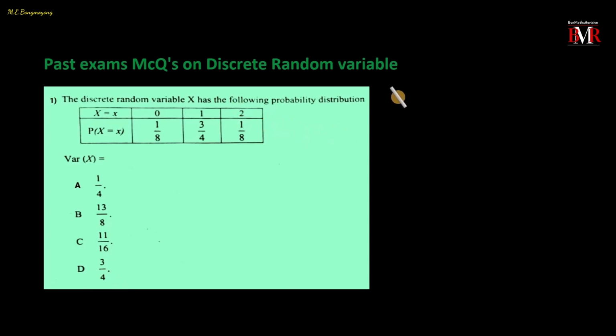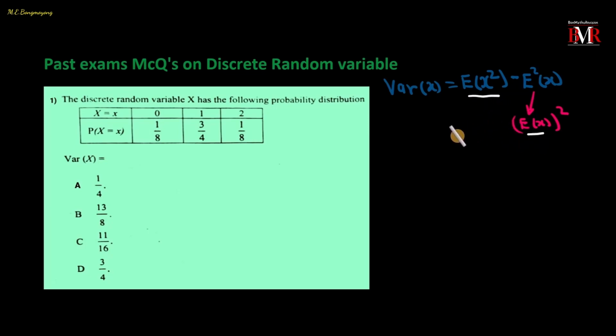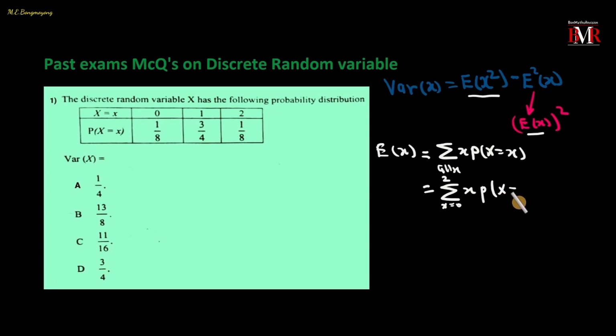Now, let's find out. Variance of x can be calculated using the formula E of x squared minus E squared of x. E squared of x here means E of x all squared. So to get the variance, we need to calculate E of x and E of x squared. Now, E of x can be calculated using the formula summation of x times the probability of x for all values of x. That means in this case, the values of x are from 0 to 2. That is summation from x equals 0 to 2 of x times the probability of x.